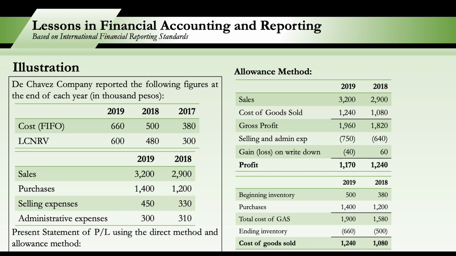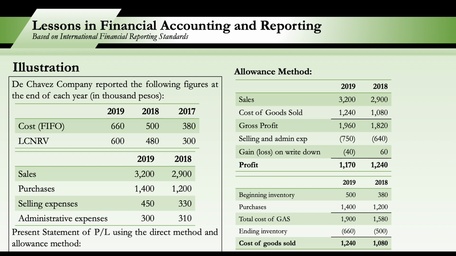And to compute for our profit or loss for these 2 years, we have in 2018 sales of 2,900,000 and our cost of sales of 1,080,000. So we have our gross profit of 1,820,000. Then we deduct our selling and admin expenses of 640,000 in total. And don't forget our gain on the write-down of 60,000 in 2018. We add 60,000. So our profit in 2018 is 1,240,000.